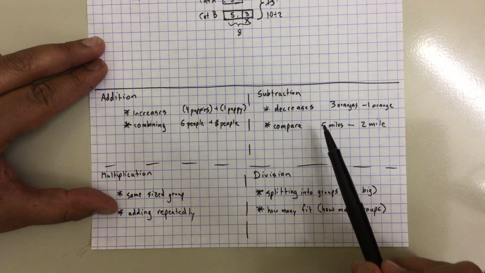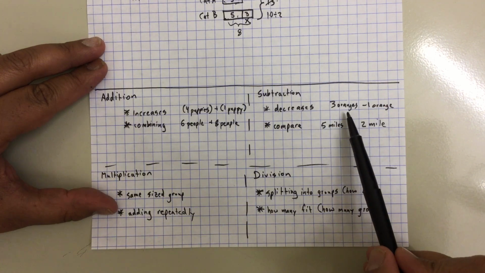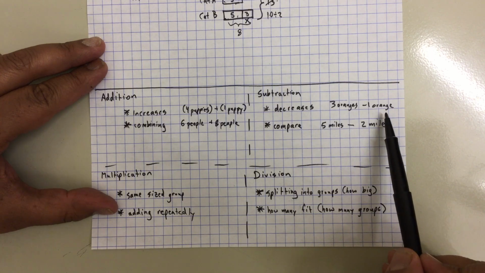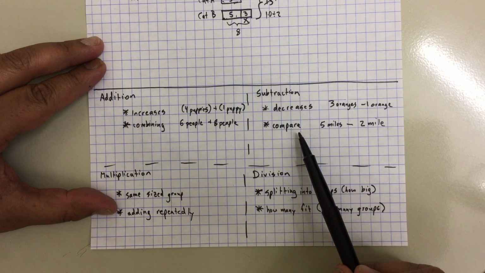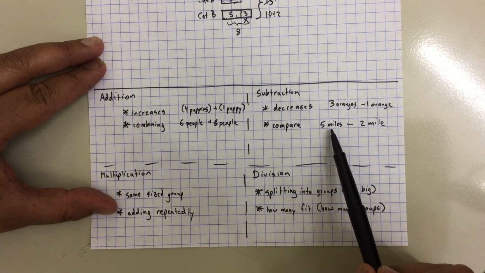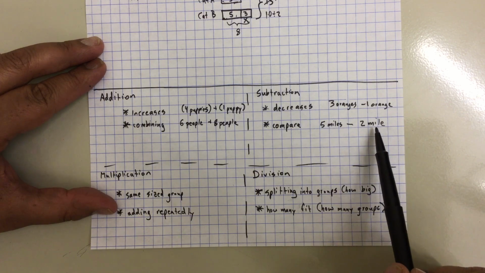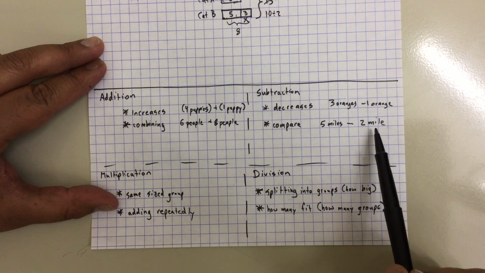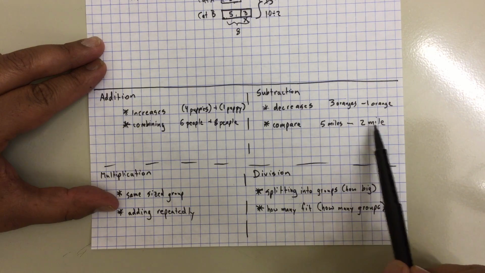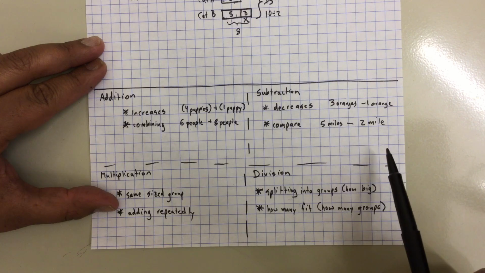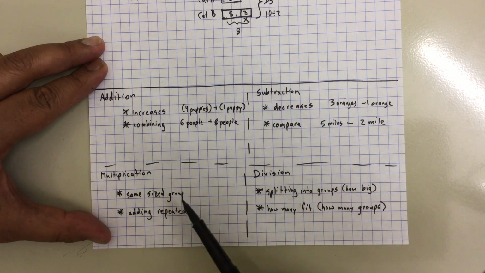For subtraction, we've got decreases, like if we've got 3 oranges, and then I eat 1, now I've got 2 oranges. Same thing with comparing. Not everybody thinks of this, but if I say it's 5 miles to my house and 2 miles to the park, and I say how much further is it, that's a subtraction problem, and I take the 5 miles away and the 2 miles away, I subtract them in order to find out that the difference is 3.